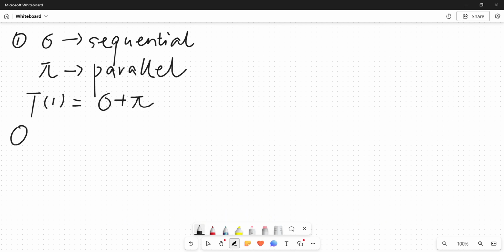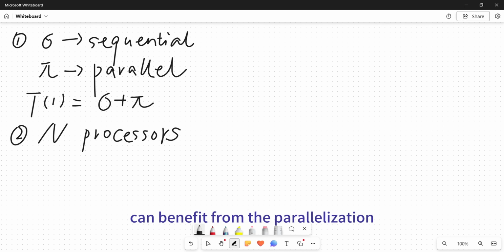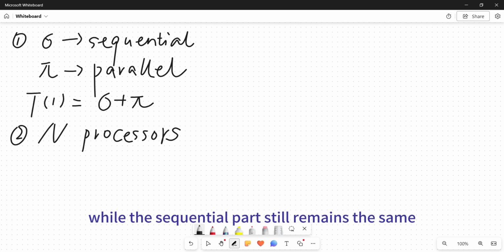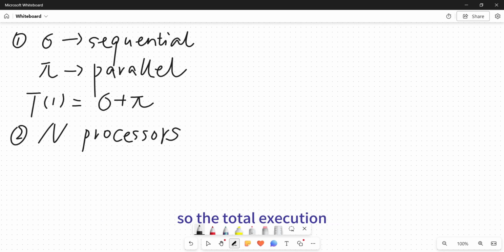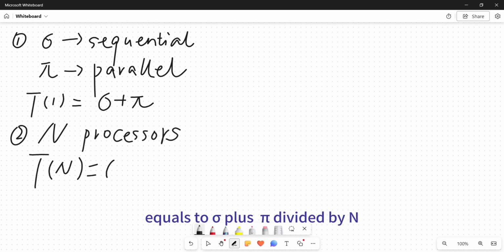Second step. Let's assume the task is executed on n processors, which means the number of processors is n. The parallel part pi can benefit from the parallelization, while the sequential part still remains the same. So the total execution time on n processors, which is Tn, equals theta plus pi divided by n.